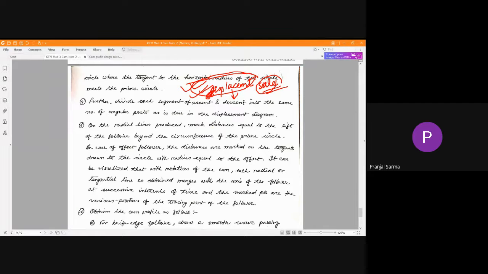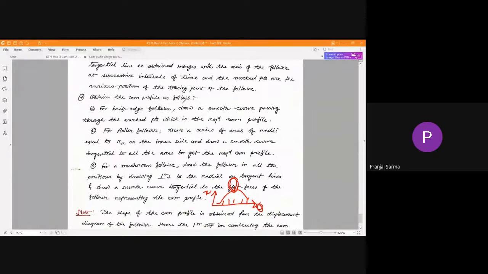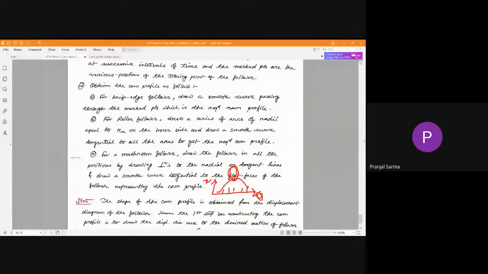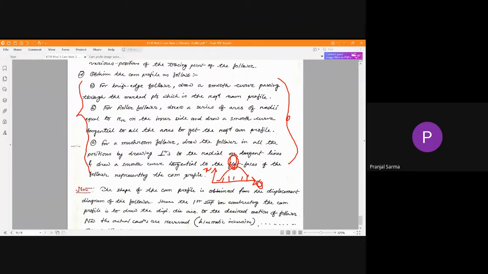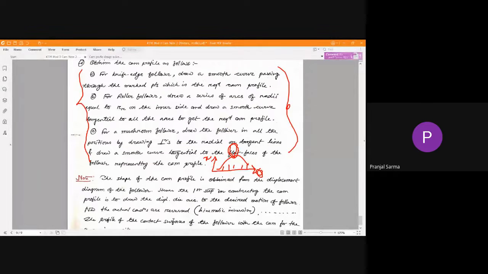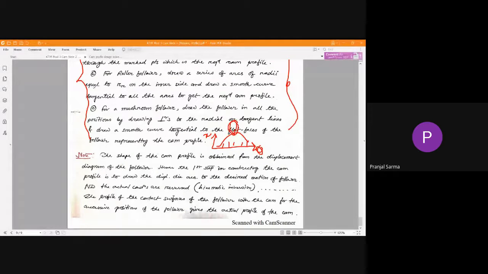You should know how the displacement diagram should be drawn for different motion profiles. Then, how to draw the curve for a knife edge follower and how to draw the curve for a roller follower, those things are listed here. I have written them here and you can go through them, but it will be more useful if you solve the problems, and then you will automatically understand how to do it.